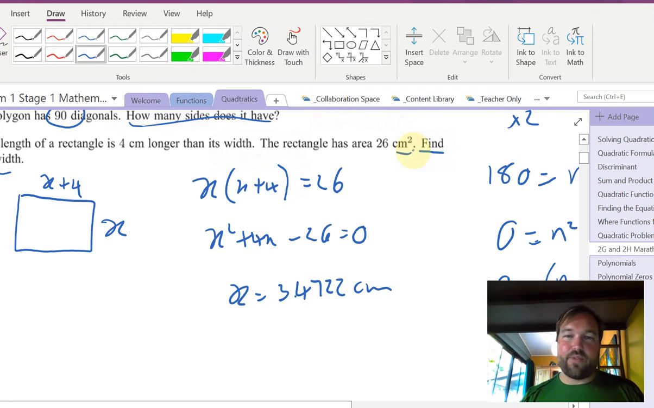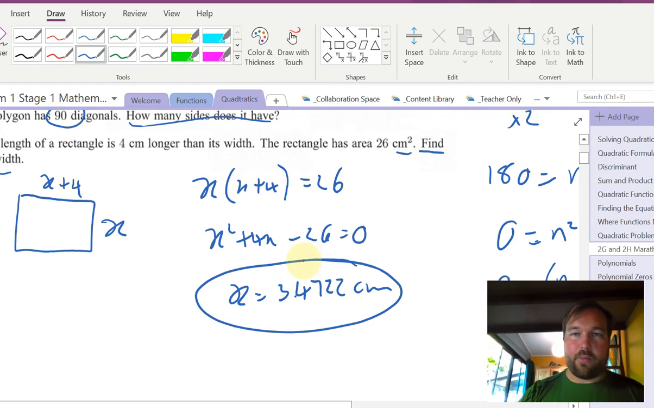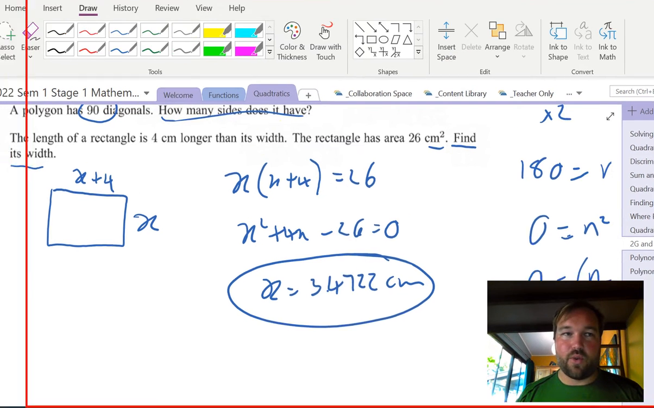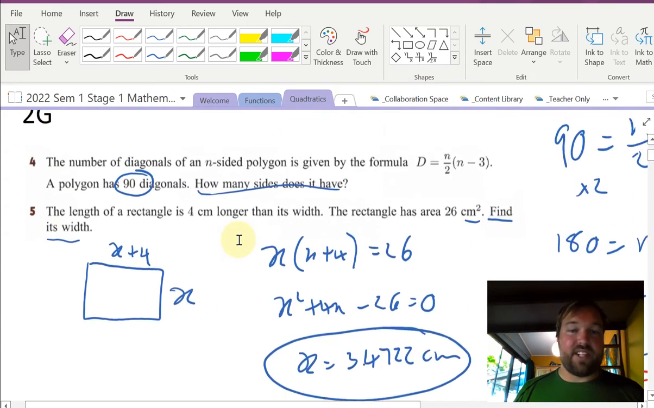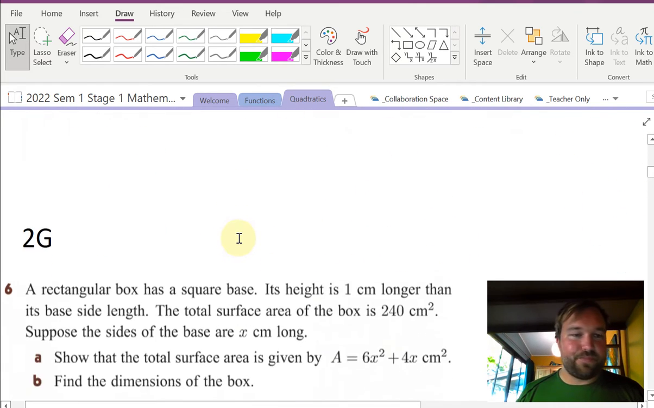Now note, if it asks for the exact width, that's not exact. That will be a decimal approximation of a square root. To get the square root, we would need to use the quadratic formula. But since it doesn't ask for exact, that's fine.